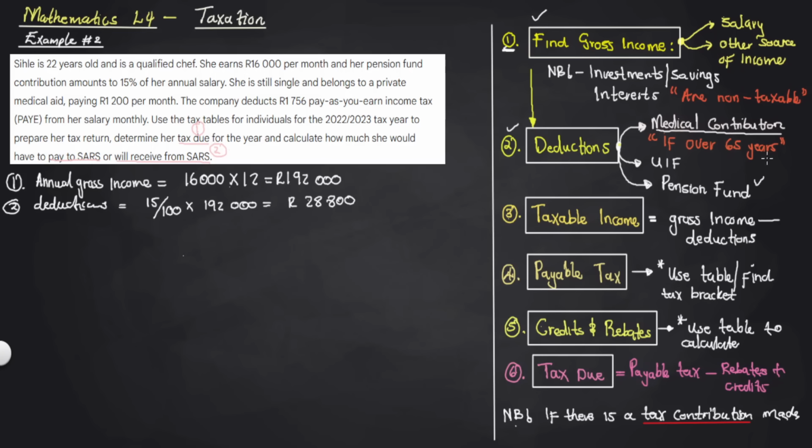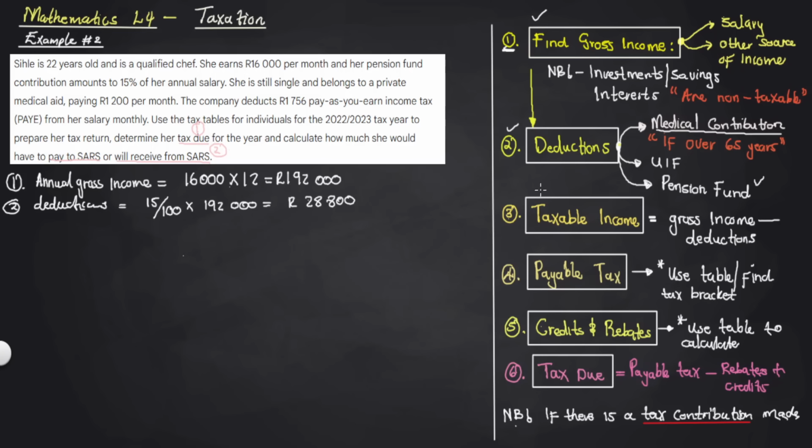Why? Because the person is not over 65. She's 22 years old. So the medical contribution that she's making on a monthly basis is going to come as a credit. So you calculate it as a credit. You add the rebates, if that's the case. For individuals less than 65, the medical aid contribution won't be considered as a deduction, but we add the credits and the rebates to reduce the payable tax. So there's only one deduction, it's the 28,800.